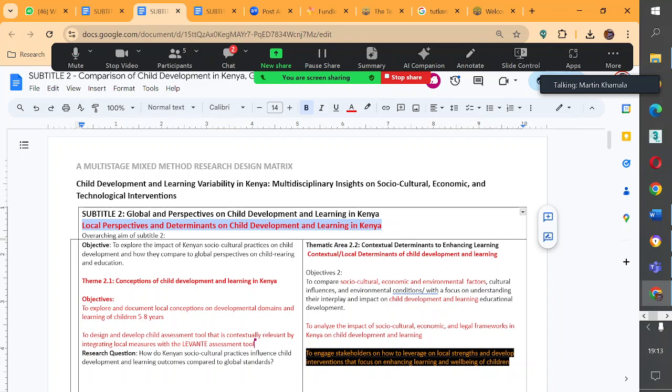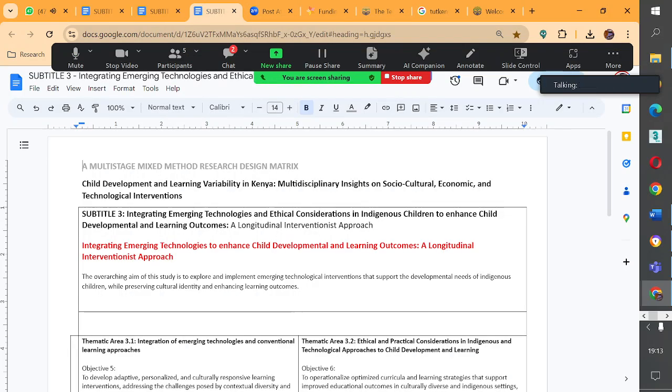This one is more, I'll use my own language, it may be corrected, but it's more external in the sense that it doesn't look at the individual child, but it looks at child development and learning from a family, social, community, and national perspective. So it's the same thing, but the perspective is different. So these are two thematic areas, and they are central to child development and learning. The third area that we conceived in the framework is this one. I'll read out the title.